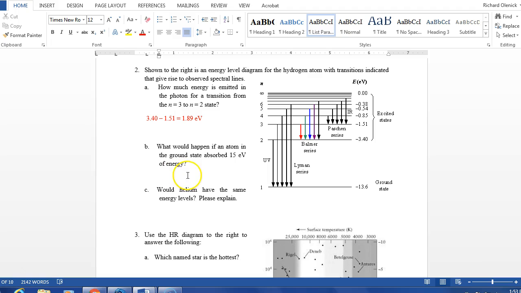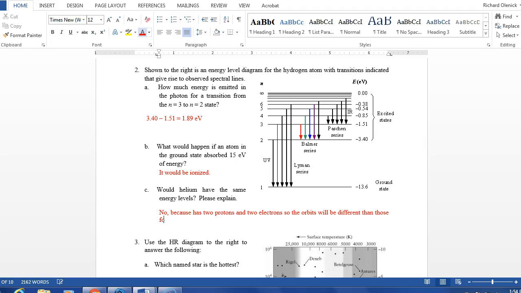What would happen if an atom in the ground state absorbed 15? Well, it would go from minus 13.6 way up here, and so it would be ionized. And lastly, would we expect helium to have the same energy levels? No. Why? Because helium has 2 protons and 2 electrons, and so the orbits will be different than those for hydrogen.